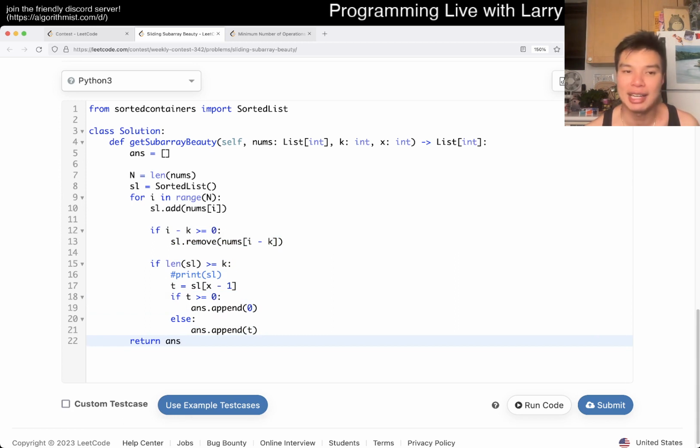This is going to be n log n, say, because for each n element, we do two binary functions. Maybe a third if you want to count this one. But yeah, that's all I have for this one.